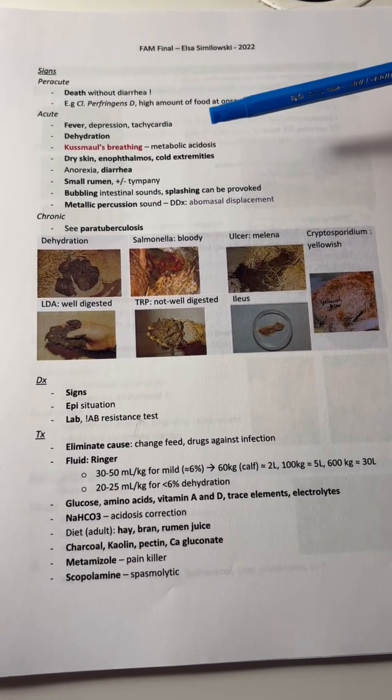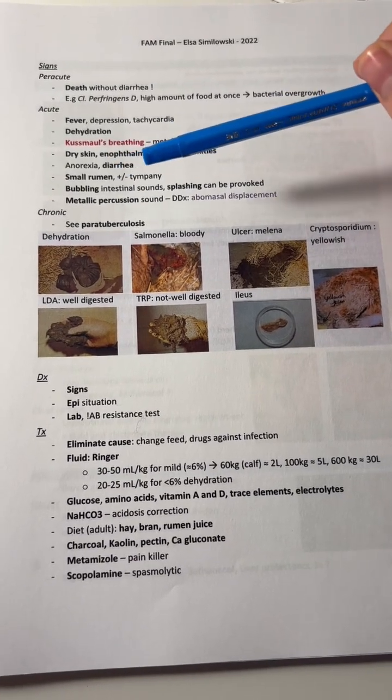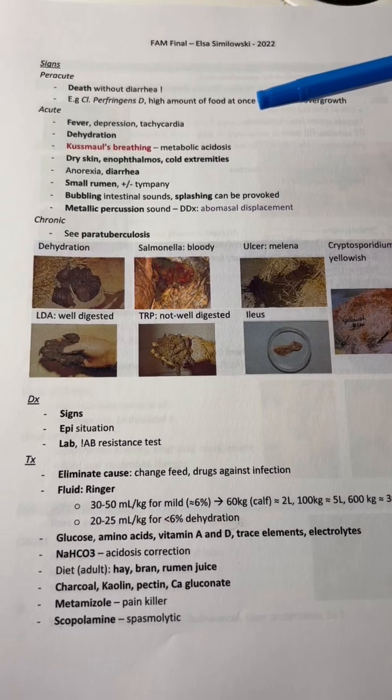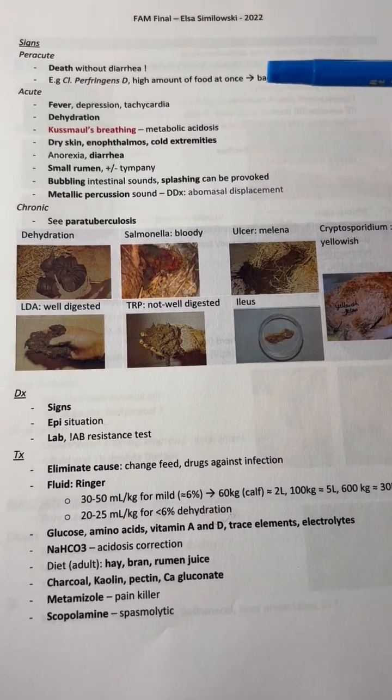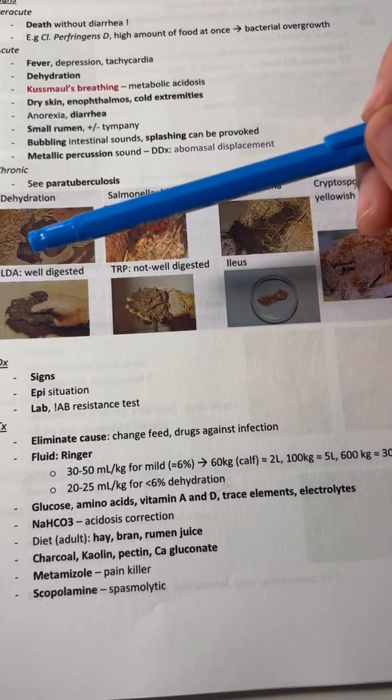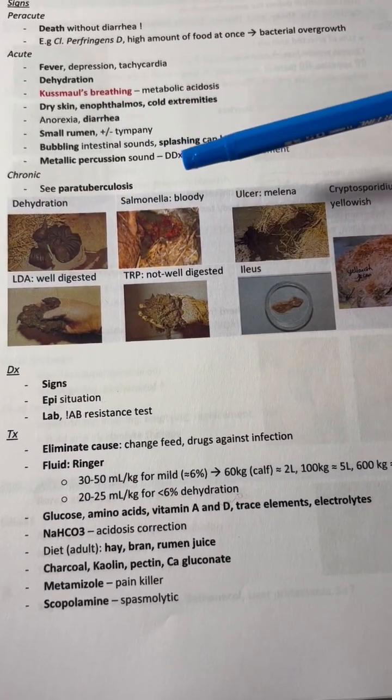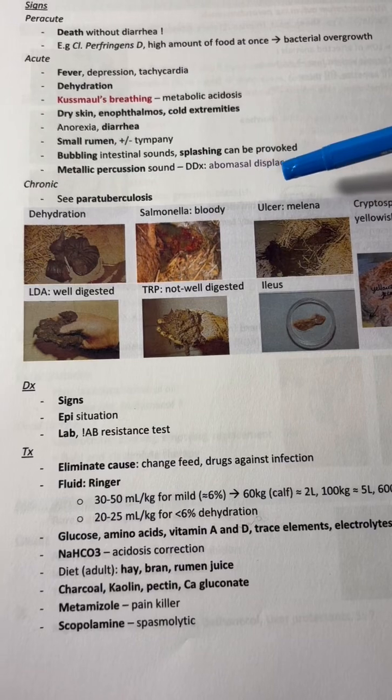The animal can also have a small rumen and bubbling intestinal sounds. In chronic diarrhea, they can get paratuberculosis. Diarrhea in the case of dehydration is very thick. In the case of salmonella, it's bloody. In the case of an ulcer, there's melena.